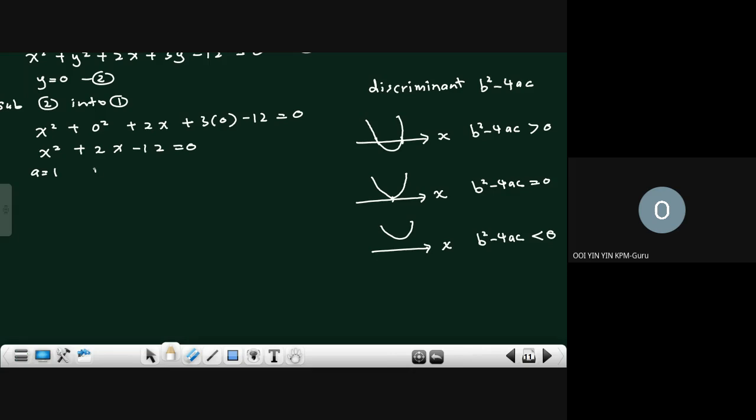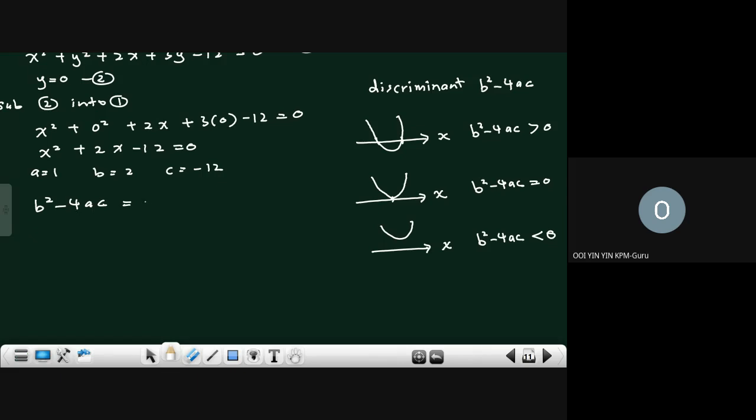Your a here is 1, right? Your b here is 2. Your c here is negative 2. We need to find the discriminant, the b squared minus 4ac. And then we see what we get here, whether it's greater than 0, equals to 0, or less than 0. Then we can determine whether it cuts through the x-axis or not.